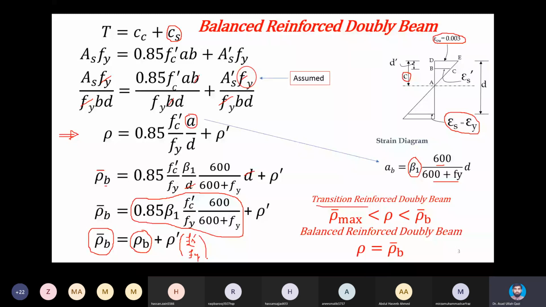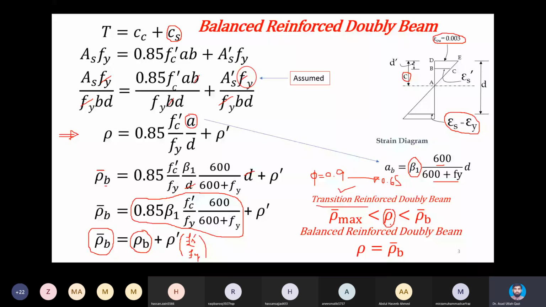Now the range is quite clear to us. If our given cross section rho is greater than rho max but is less than rho balanced, we are in the transition domain, and phi will be interpolated just like we did in case of singly beam, that phi of this doubly beam will range between 0.9 to 0.65. If by chance our rho comes out to be exactly equal to rho balanced, again phi will be 0.65, because on balanced failure the capacity reduction factor is still 0.65.